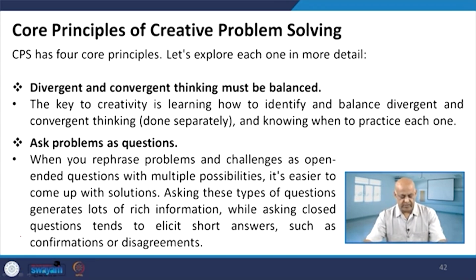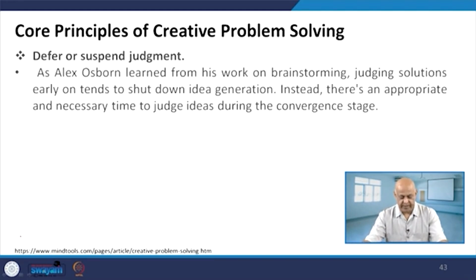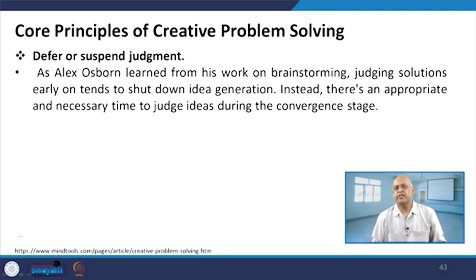while closed questions tend to elicit short answers such as confirmations or disagreements. So, in that case the short answers will be the solutions to the particular problems. That will depend upon the structure of the brainstorming done by the leader and members.